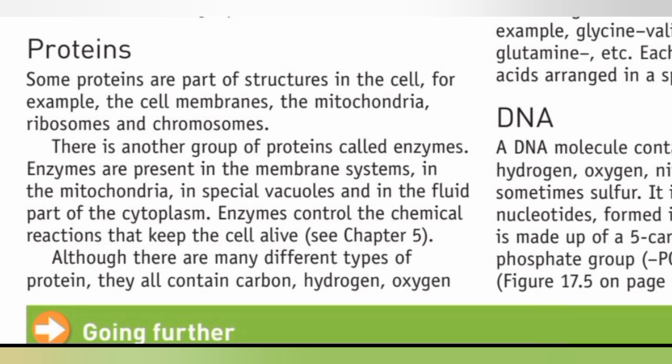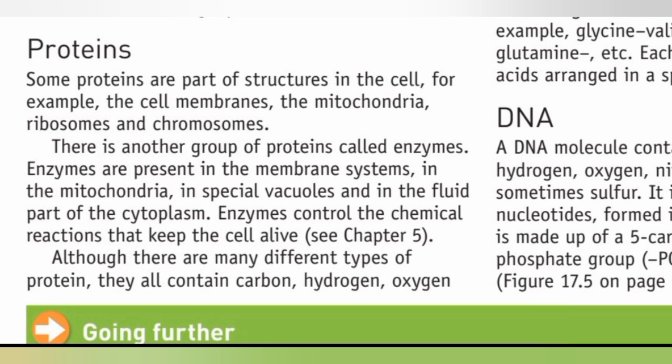Now here is a very important idea, a key point to remember: proteins are extremely diverse because proteins are made from many different amino acids arranged in different sequences. They can form many different shapes and functions. This diversity allows proteins to perform a wide variety of roles in living organisms.